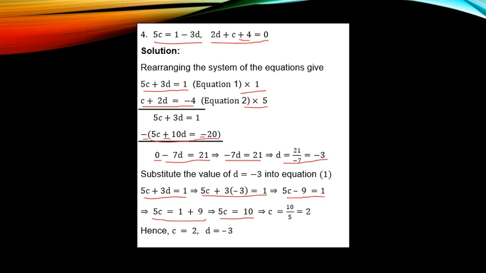To obtain c, divide both sides by 5. So you have c equal to 10 divided by 5, and that is 2. So therefore, c is equal to 2 and d is equal to minus 3. If you run a check now, you will see that you have 1 and minus 4 as the value of the right hand side when c and d are replaced. Okay.